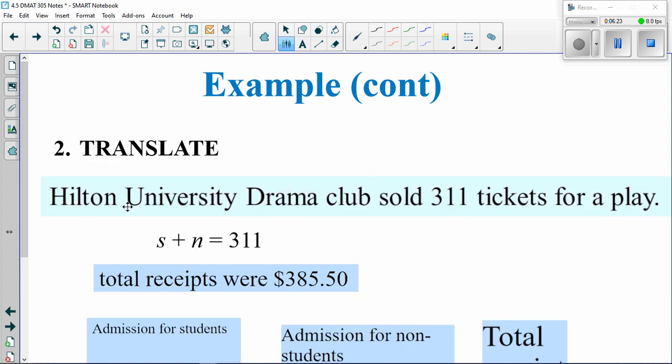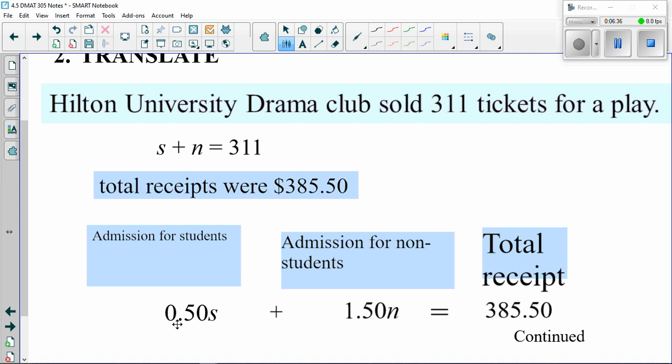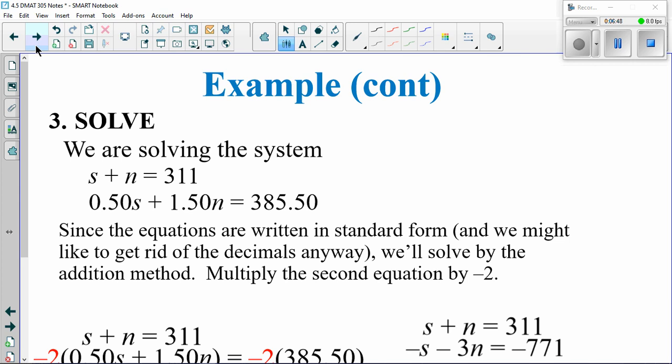So here they're saying Hilton University Drama Club sold 311 tickets, student and non-student tickets, and their receipts are $385.50. If the student tickets are 50 cents and the non-student tickets are $1.50, then 50 cents for every student, $1.50 for every non-student equals $385.50. And then you solve it.